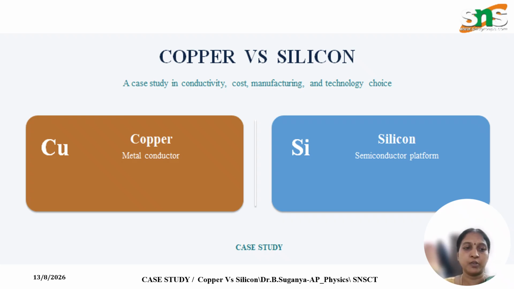First, we should know about the copper. Copper is a good conductor of electricity and silicon is a semiconducting material. Copper is mainly used for electrical wiring and power transmission, but silicon is mainly used in electronic and semiconducting devices. The difference arises from their electronic structure, energy bands, conductivity, and temperature dependence.